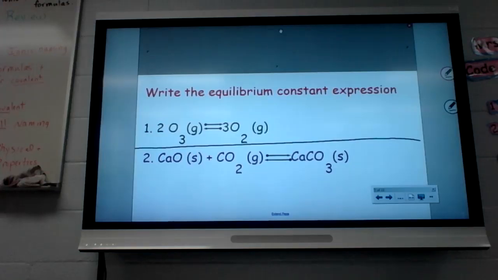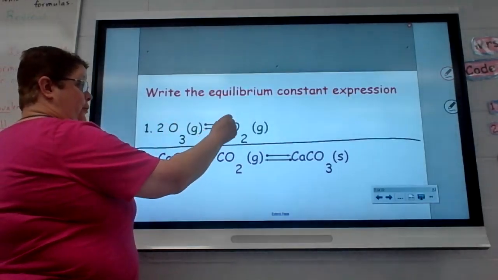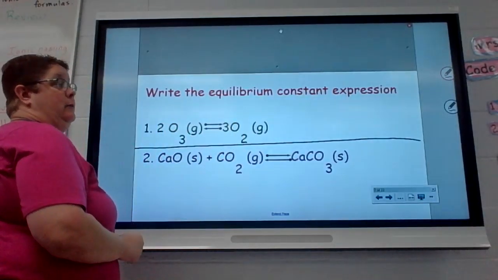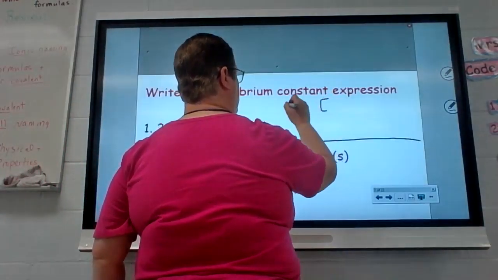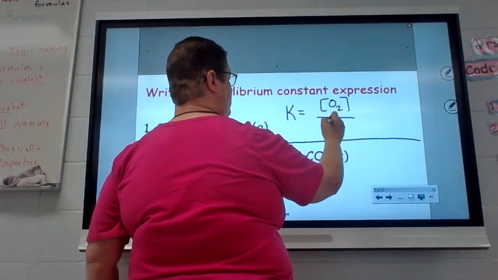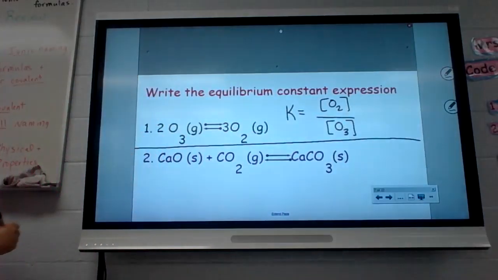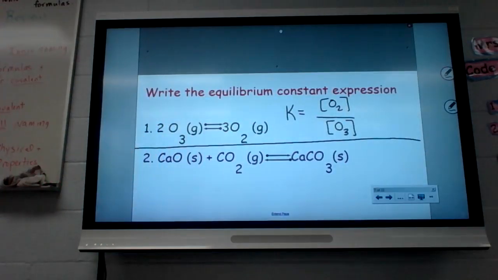Alright, so if we do example number 1, what are my products? Which O? The O on the right side. This is O3 and this is O2. So which one is the product? O2. So K equals O2 over O3, since O3 is the reactant. So there's the products divided by the reactants. Why do the coefficients not go with them? I'm getting ready to do that part. I'm just doing them in the order of the steps.